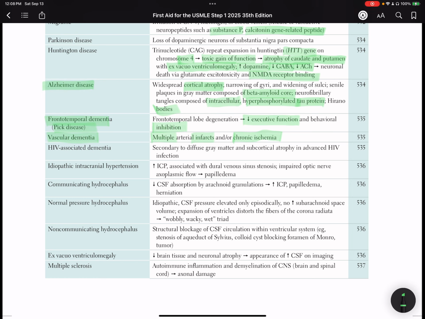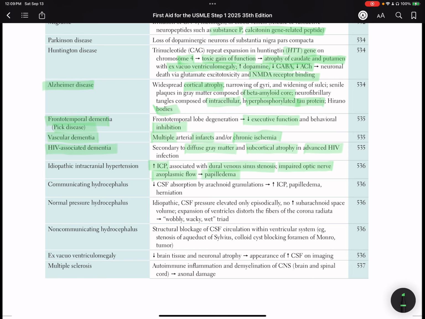What causes HIV associated dementia? Secondary to diffuse gray matter or subcortical atrophy in advanced HIV infection. What causes idiopathic intracranial hypertension? Increased intracranial pressure associated with dural venous sinus stenosis leads to impaired optic nerve axoplasmic flow, leading to papilledema. Idiopathic intracranial hypertension is because of increased intracranial pressure associated with dural venous sinus stenosis, impaired optic nerve axoplasmic flow leading to papilledema.